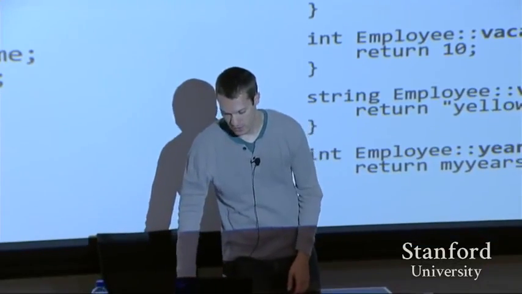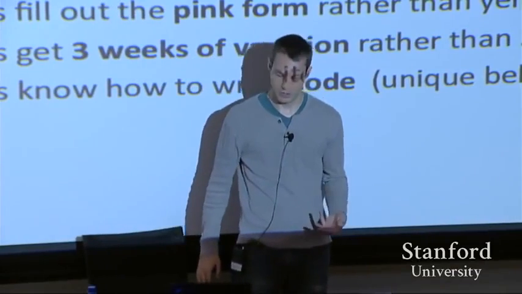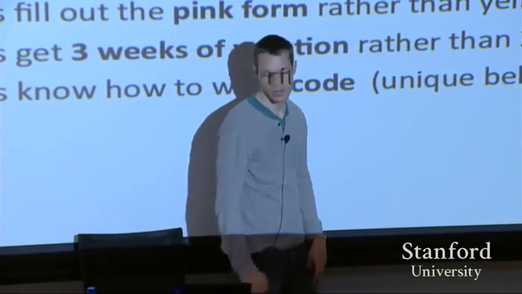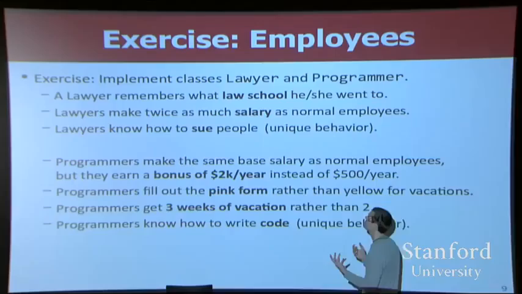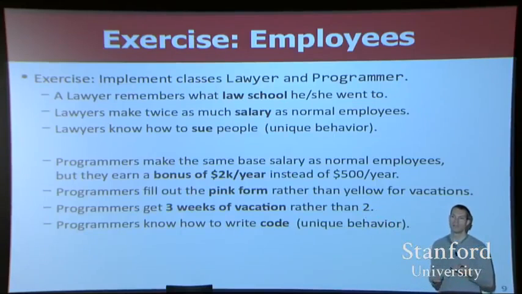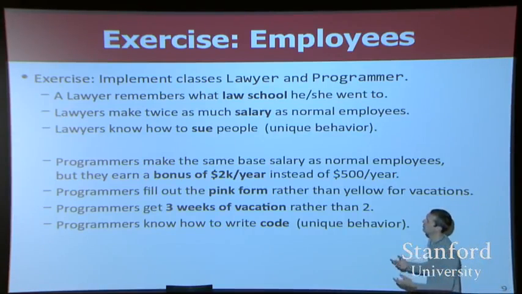Okay, well then you say, well, but I have these different subcategories of employees. I have lawyers, and I have secretaries, and I have programmers, and this kind of stuff. So then you say, okay, well, I'm going to write a class for lawyers. Okay, well, a lawyer has a little bit more stuff. They're pretty similar to a regular employee, but maybe in addition to knowing their name and how long they've worked at the firm, they also keep track of what law school they went to as a string. And maybe they make twice as much money as the normal employee. So 80 grand plus $1,000 a year instead of 40 grand plus $500 a year. And they know how to sue people.